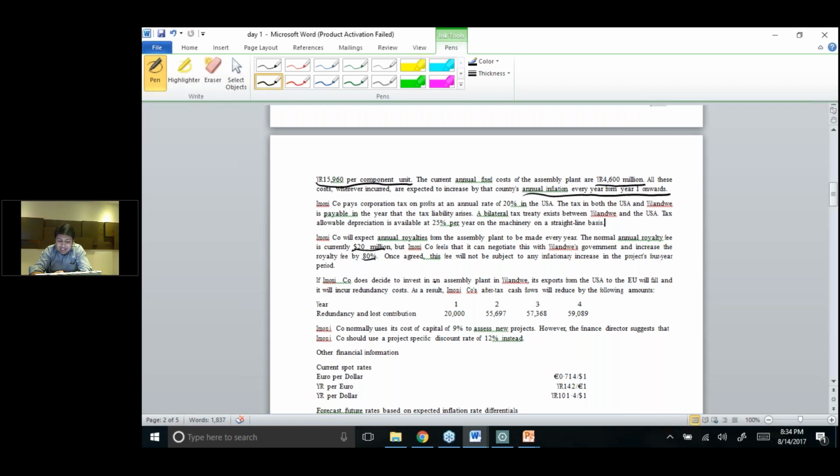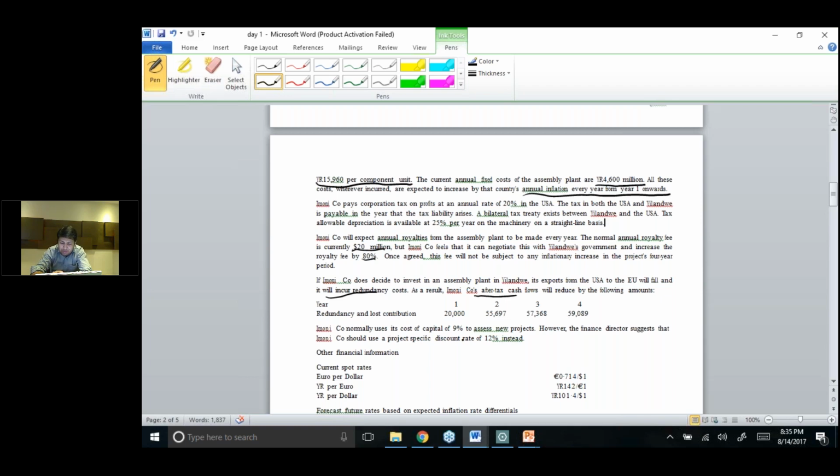If the company does decide to invest in the assembly plant in Yelandi, its export from the USA to the European Union will fall, and it will have to make its previous workforce redundant, and it will have to face the redundancy cost of, that is after tax cash flows, just 20,000, 55,000, 57,000, 59,000. The 000 is being rounded off, so it's a very small, very immaterial amount.